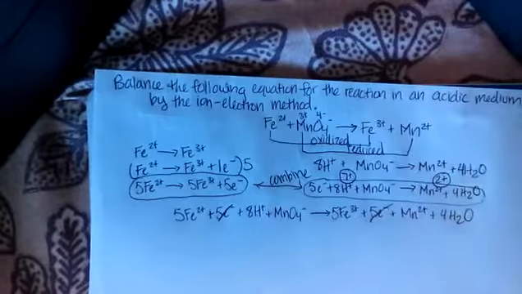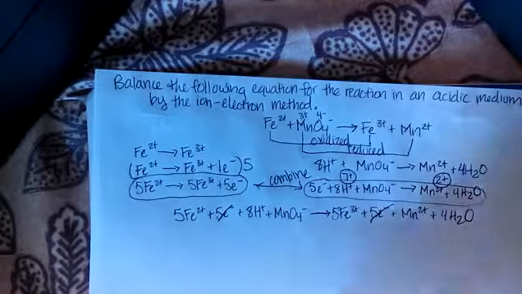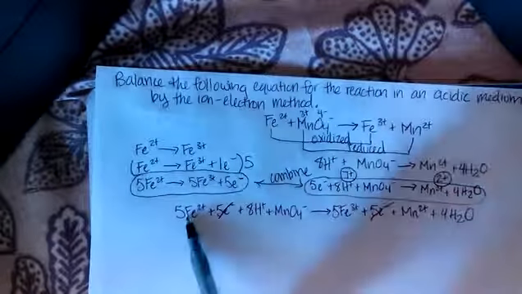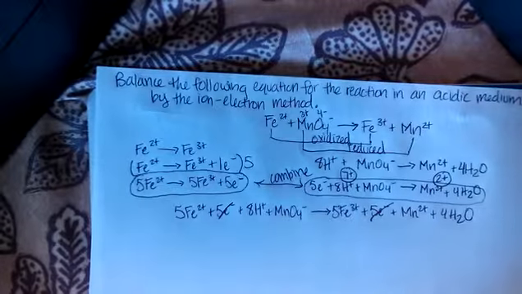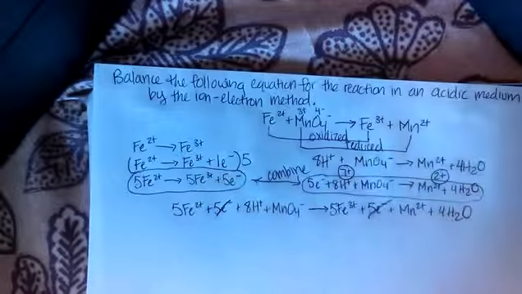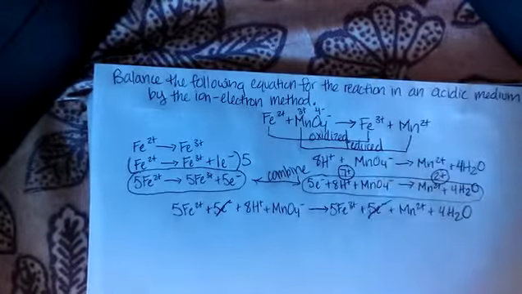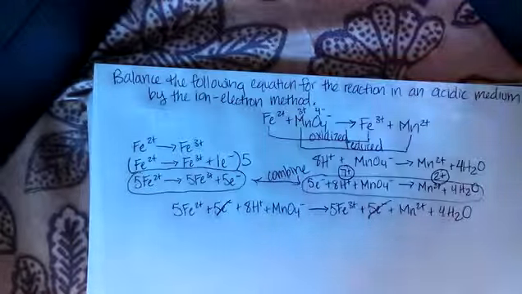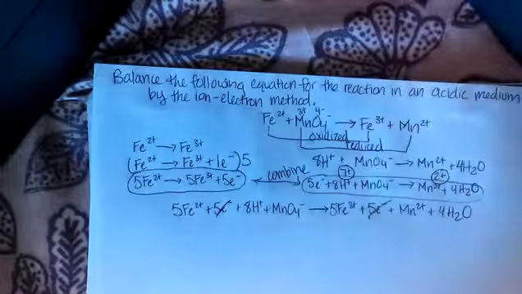Is there anything else we can cancel? No. You might look and go, oh, I could cancel the Fe here and the Fe here. But you can't. Fe2 plus is on the reactant side and Fe3 plus is on the product side. So they're not technically the same thing and thus can't be canceled.